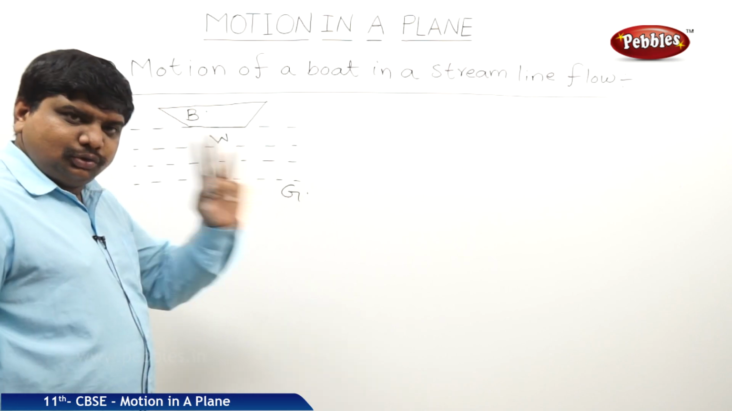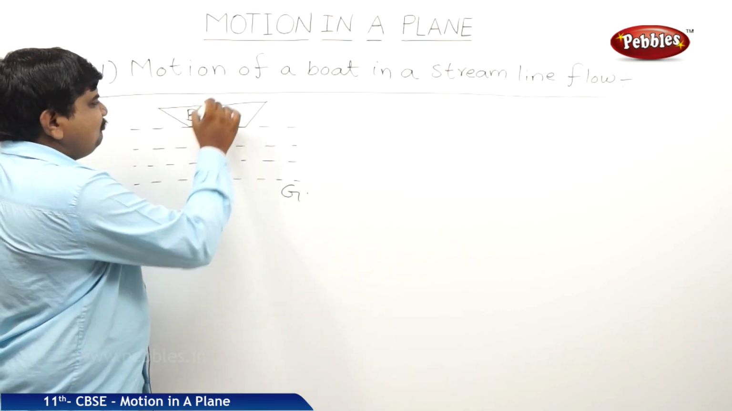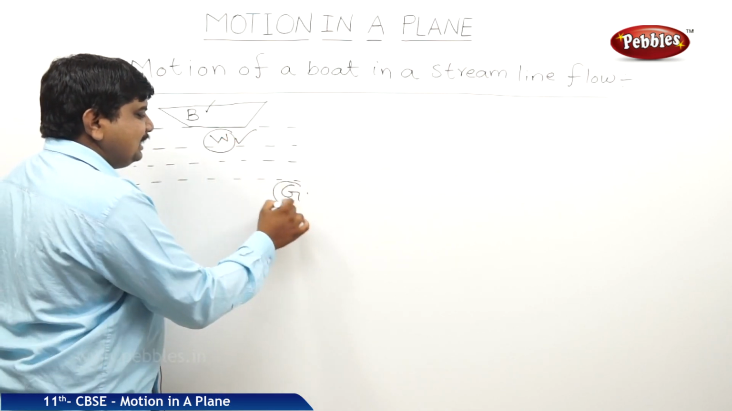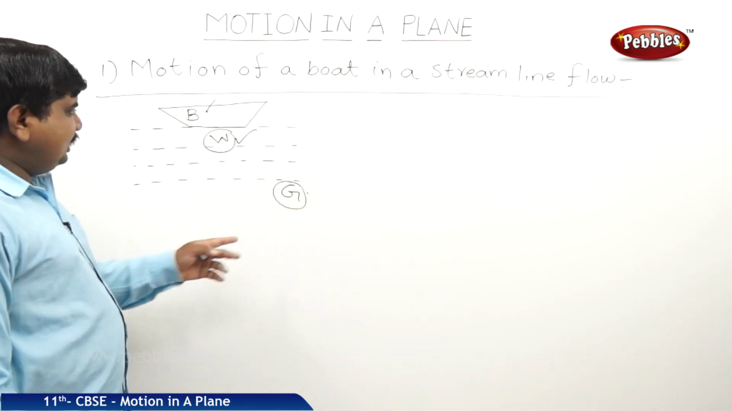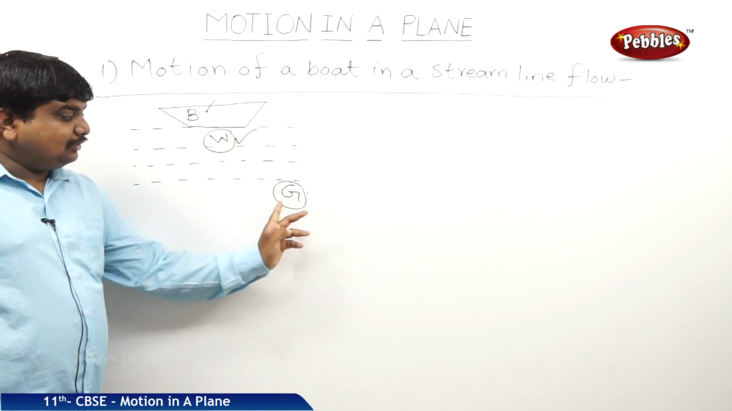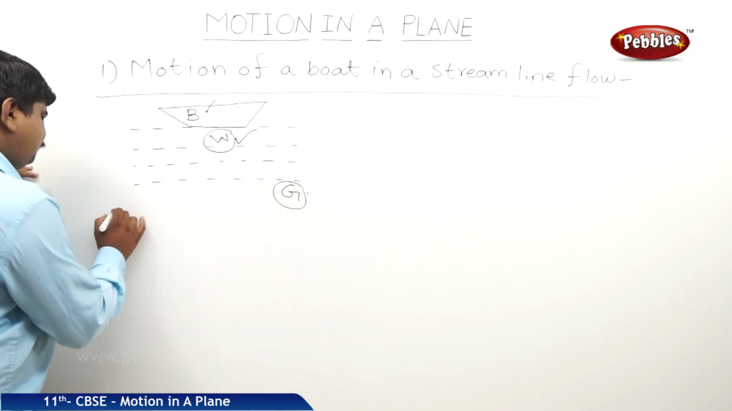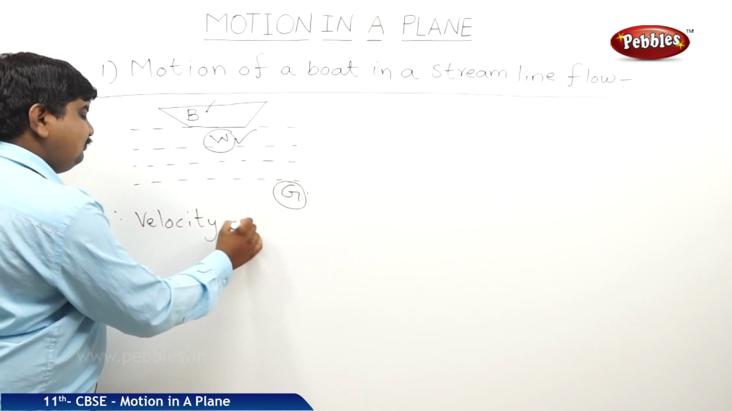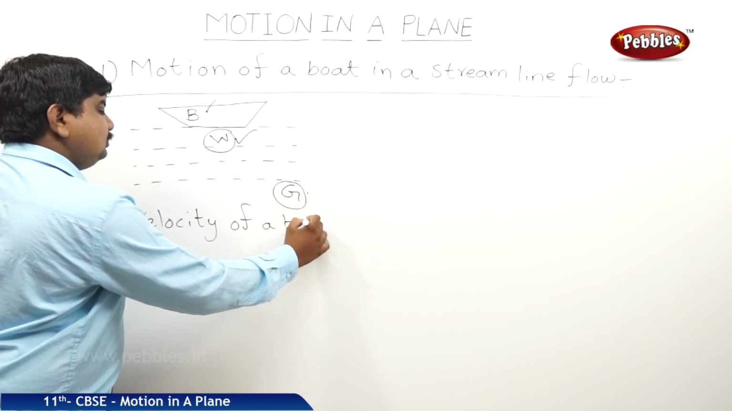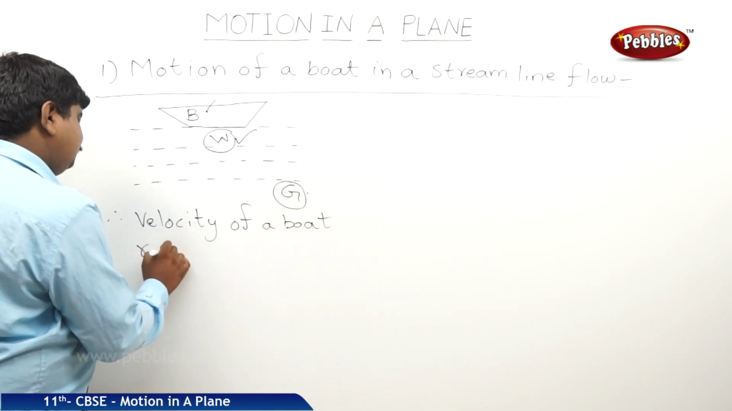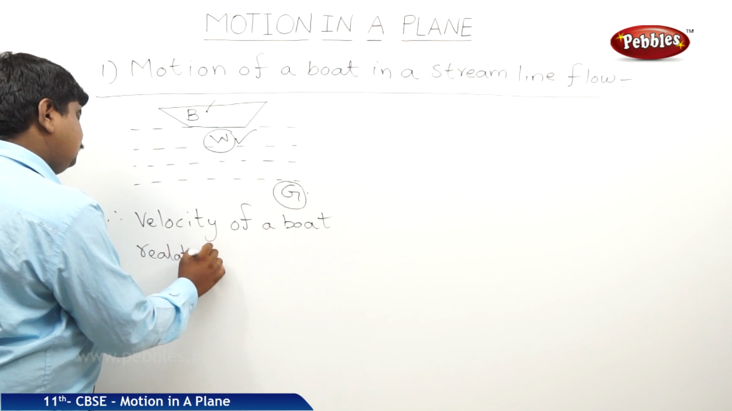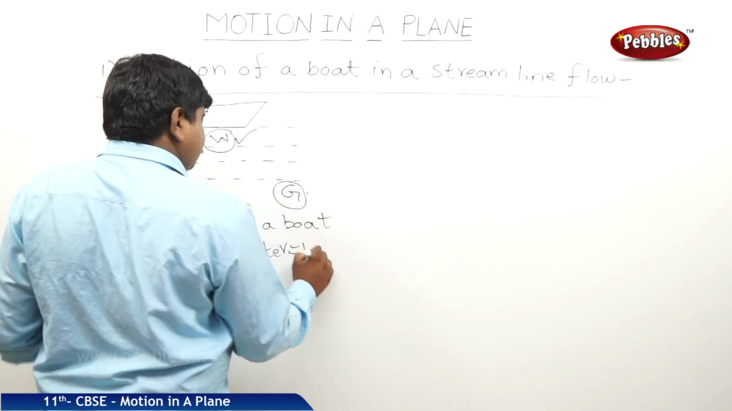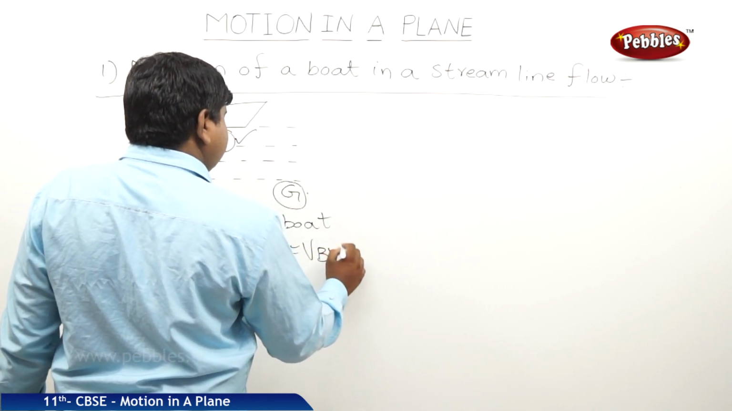We should consider two cases here. Velocity of boat relative to water. Velocity of water relative to ground. Then we can find out velocity of boat relative to ground. Therefore, velocity of a boat relative to water is equal to VBW.